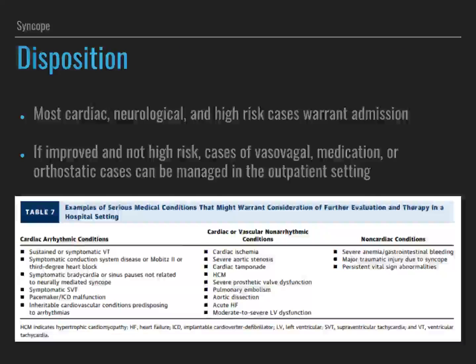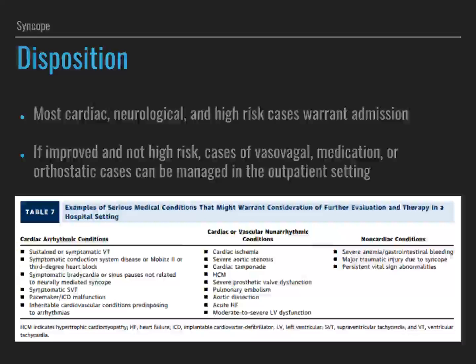So what do we do with these patients, and where do they go? If you've got a patient with significant risk factors, or you suspect a cardiac or a neurological cause of their syncope, these are patients that likely need to come into the hospital for further monitoring and evaluation. But if you've got a really great story for either vasovagal syncope, medication-induced syncope, or orthostatic syncope, and you've been able to address those causes.